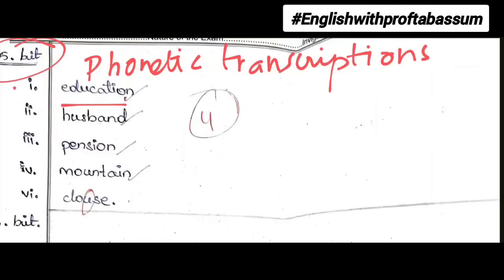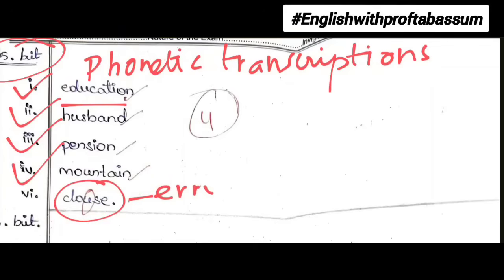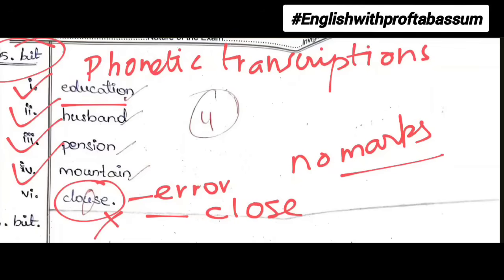Like for the first one, it is education, then husband, pension, mountain. Last one, student has written only one letter wrong, so there is an error. Correct word is close, CLOSE. So just because of one letter also you can lose marks. So just for the right answers, the student got 4 on 4.